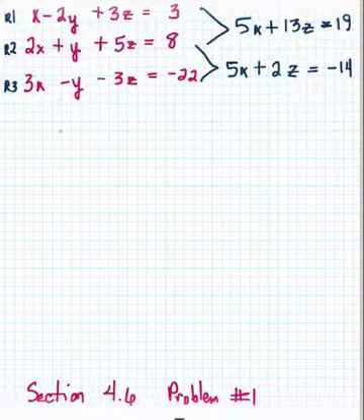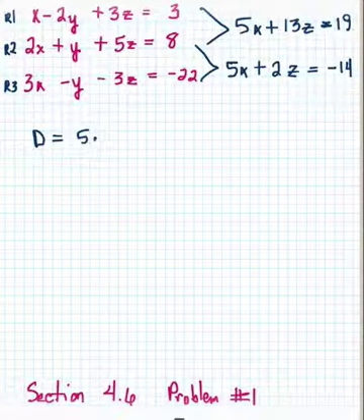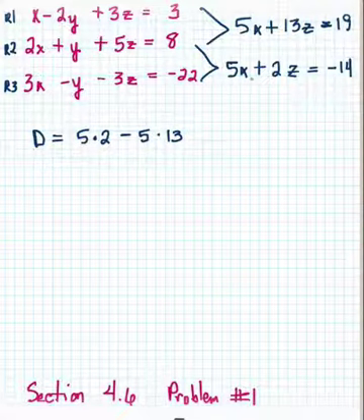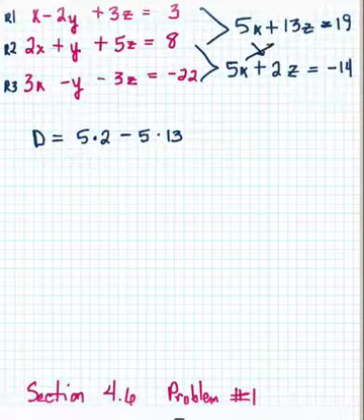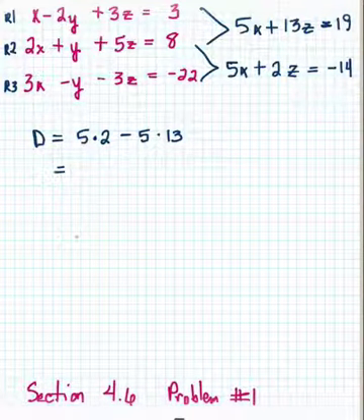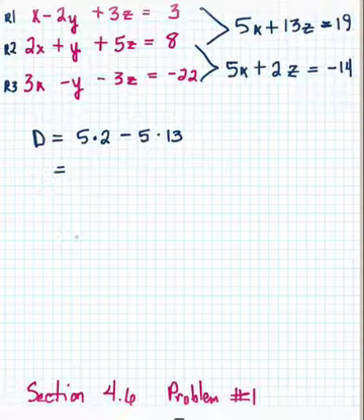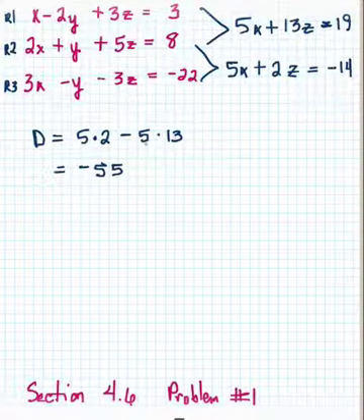Now looking at these two right over here, it's pretty easy to see what D is, right? D is going to be 5 times 2 minus 5 times 13. Do you see? Just looking at the regular determinant here, 5 times 2 minus 5 times 13. You don't even change the determinant at all. I don't want to do it in my head. Negative 55. So I'm getting negative 55. Oh, it's not minus 60. 5 times 13 is 65. That's right.